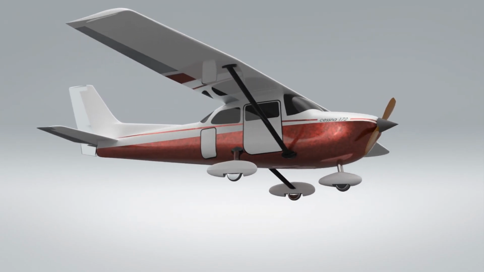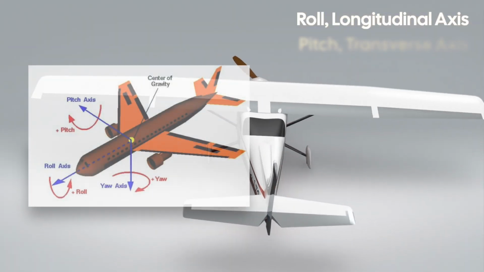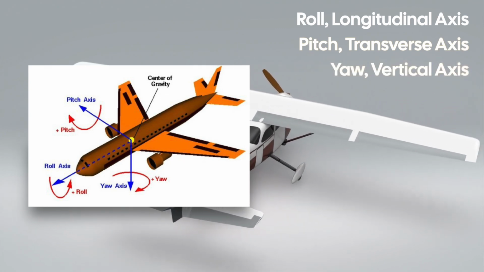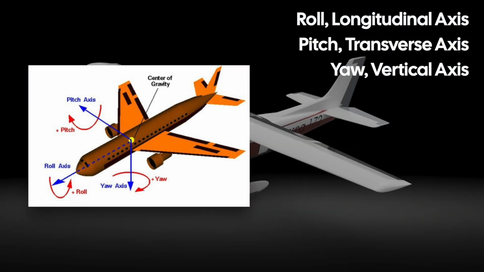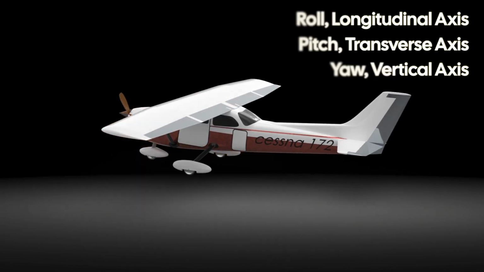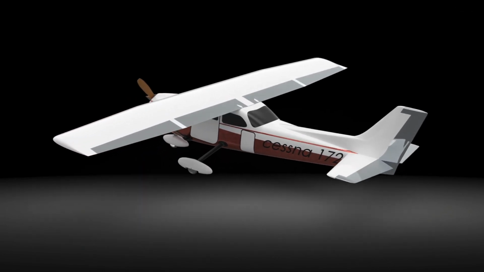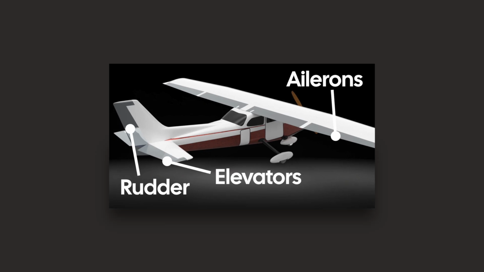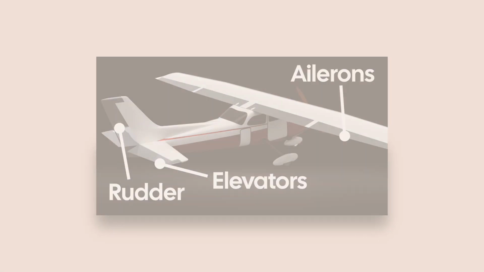There are three axes about the aircraft center: the longitudinal axes, the transverse axes, and the vertical axes. An aircraft can pitch about the transverse axes, roll about the longitudinal axes, and yaw about the vertical axes. The respective control surfaces responsible for these movements are the elevators, the ailerons, and the rudder.